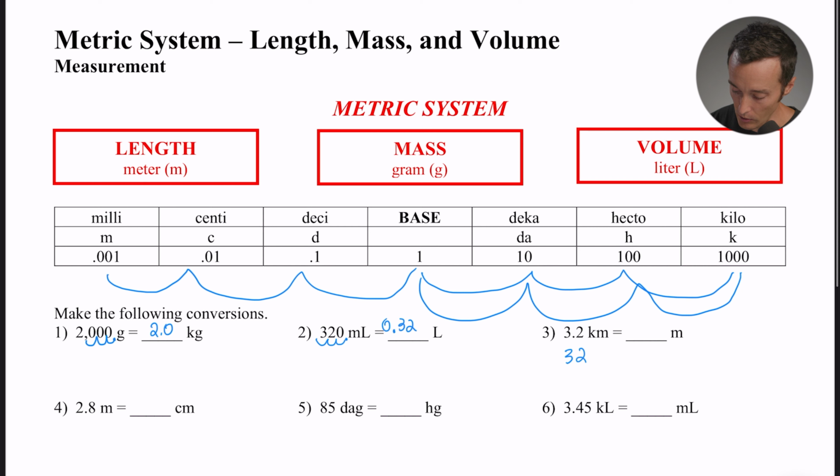So it was in between here, so let's go to the right. 1, 2, 3 places. Fill those in with zeros, so that would be 3,200 meters. And that makes sense, right? Just do a common sense double check.